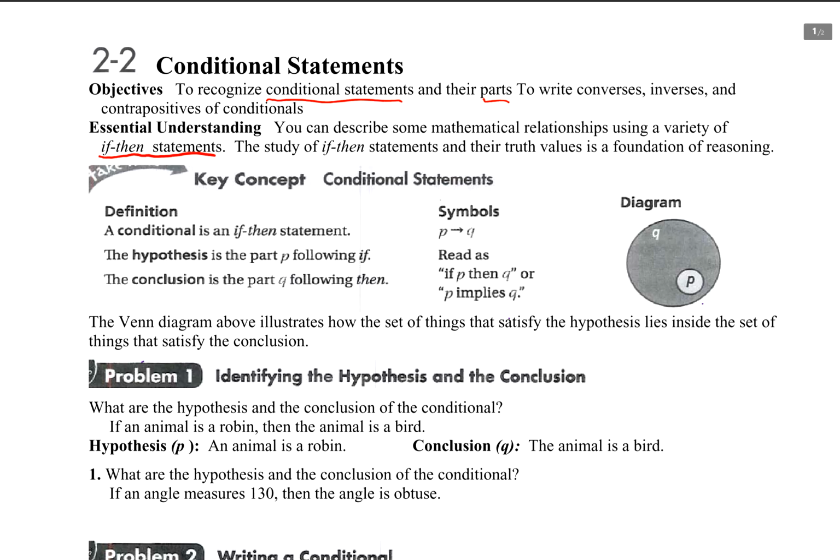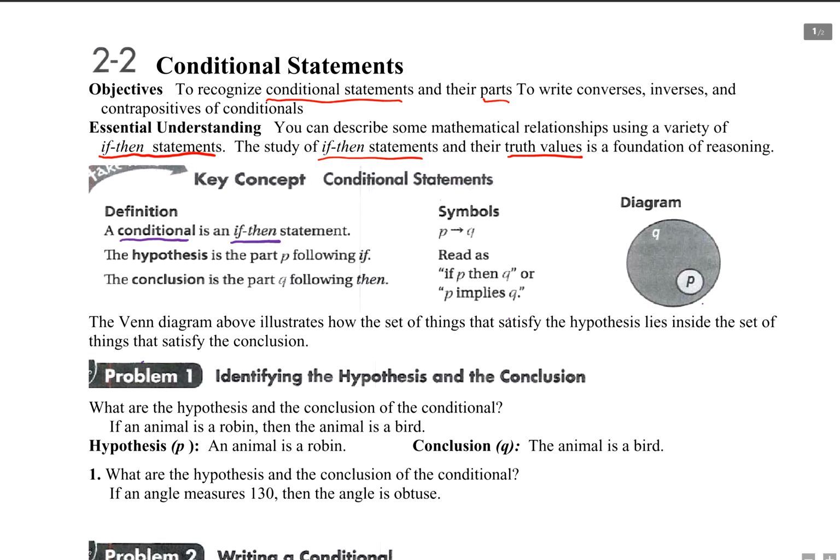You use these in science. When you set up an experiment, the hypothesis for your experiment is, if I do this, then this happens. We're going to be talking about if-then statements and their truth values, which is exactly what it sounds like. Conditional statements are simply if-then statements.